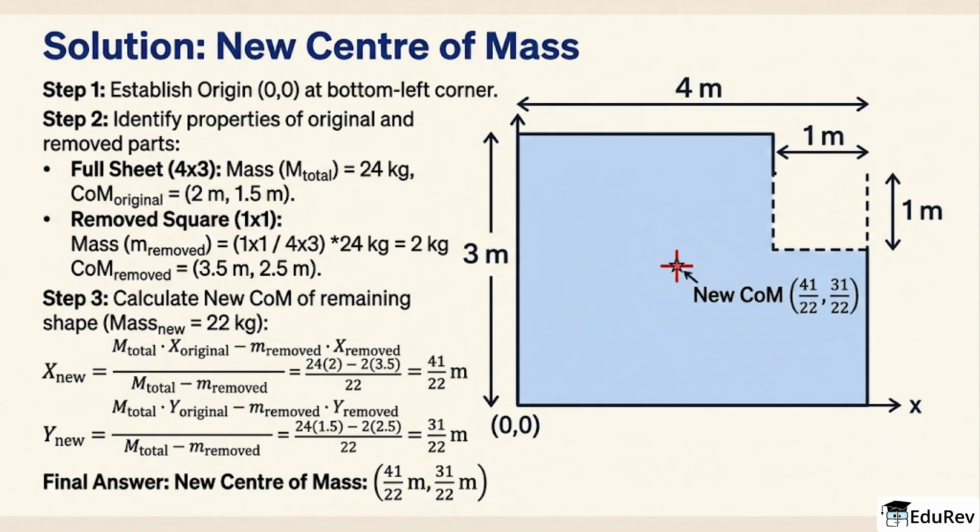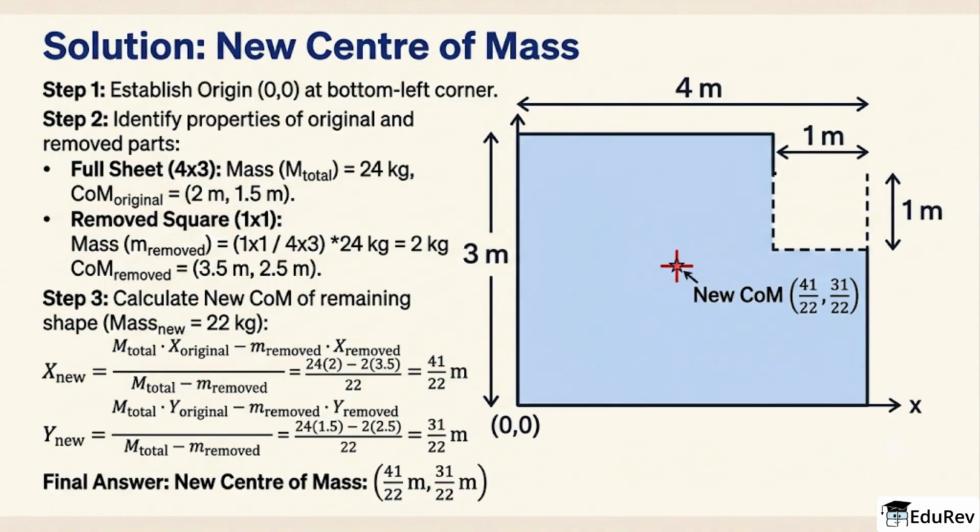Step 2. We need to identify the mass and center of mass for both the original full sheet and the square that was removed. The original 4 by 3 meter sheet has a total mass of 24 kilograms. Because it's a uniform rectangle, its center of mass sits exactly in the middle. That's an x-coordinate of 2 and a y-coordinate of 1.5.